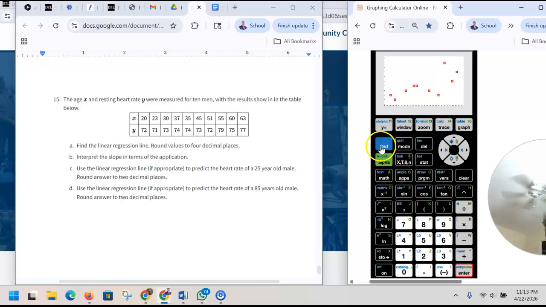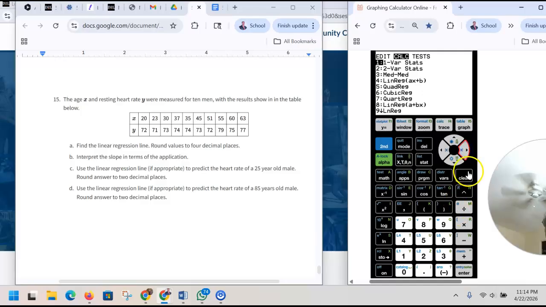And how do we do that? Click on stat, then calculation, go to linear, and now you need to save this. Then right click, enter, enter. And then you get all this. You get a coefficient of correlation also.